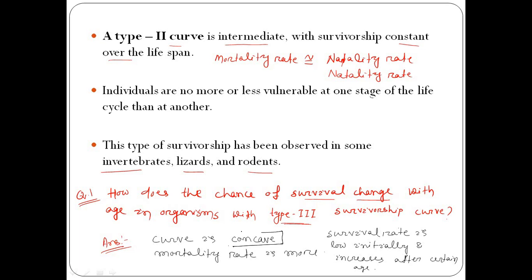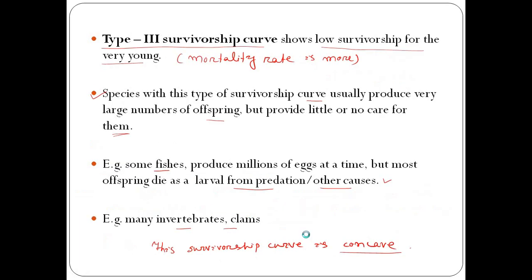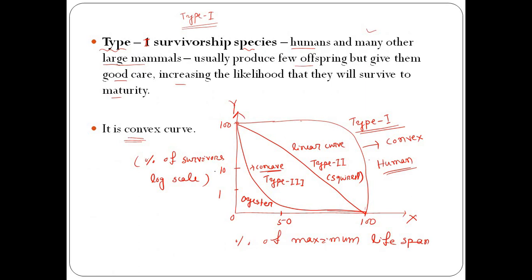This one is the type 3 survivorship curve. Oyster is an example. You can see it.